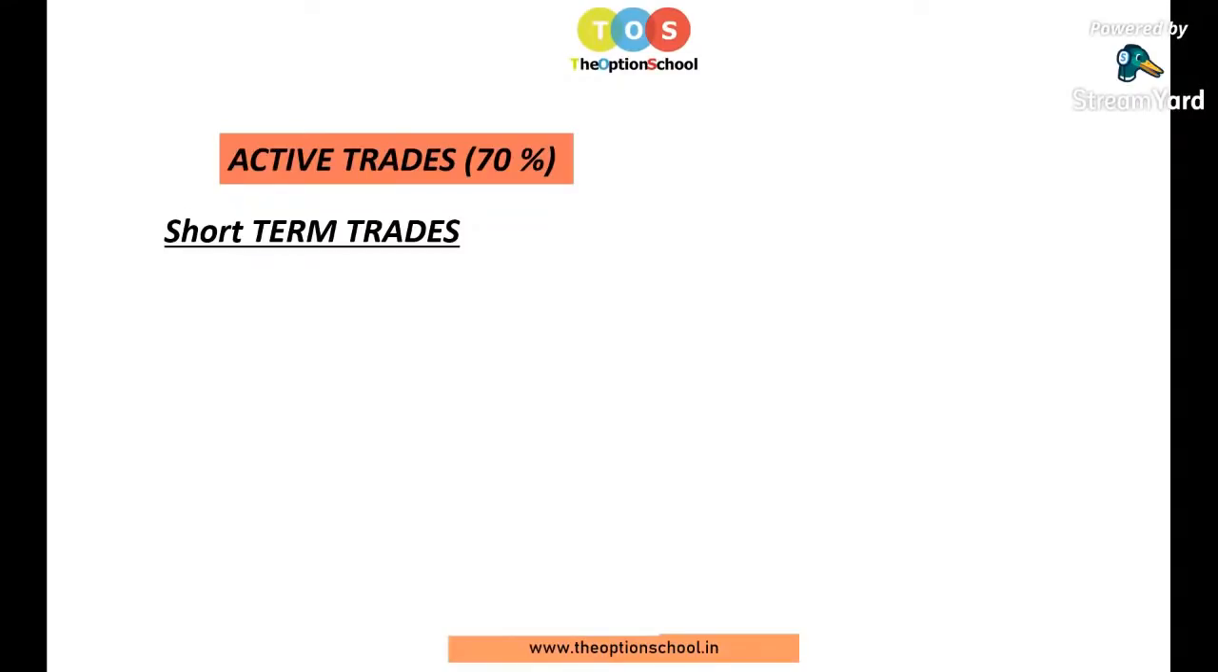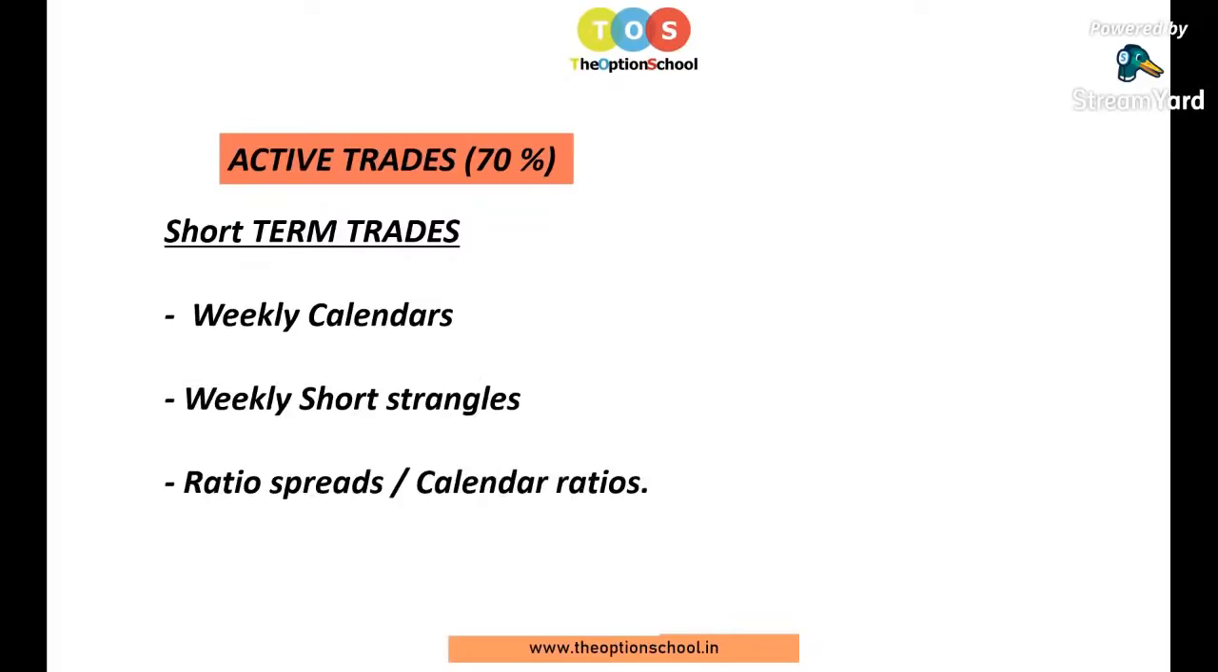So if you really want to be free for a particular month, you will reduce your allocation towards short-term trades, and you will continue doing medium-term trades and your passive trades. So what kind of strategies are we using? Basically, many of you have attended our calendar spreads: weekly calendars, weekly short strangles, ratio spreads, calendar ratios, baby butterfly. These are some of the strategies which you can use.